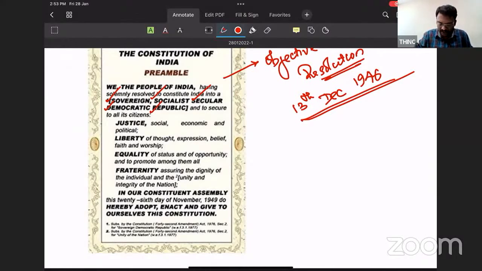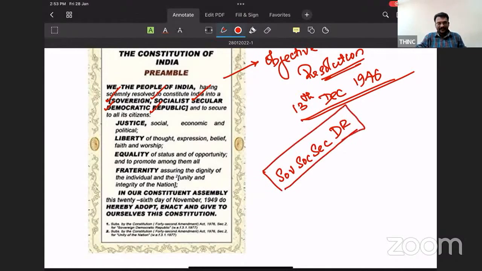We can use a shortcut like this. Suppose we are talking about a doctor, and the name of the doctor is Sok Sek. Sovereign, socialist, secular, and democratic republic. The confusion is in the order of sovereign, socialist, and secular. Just keep Sek in mind: sovereign, socialist, secular, democratic republic. So India is a sovereign, socialist, secular republic.